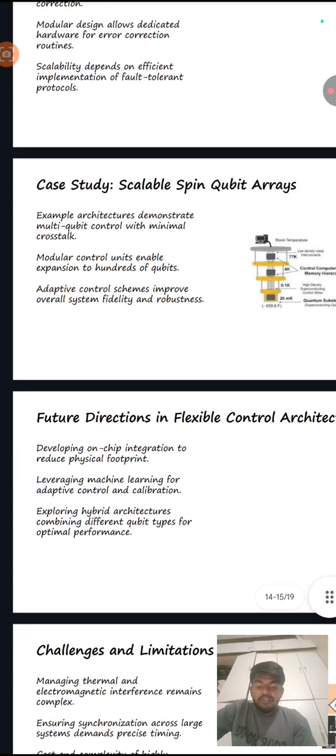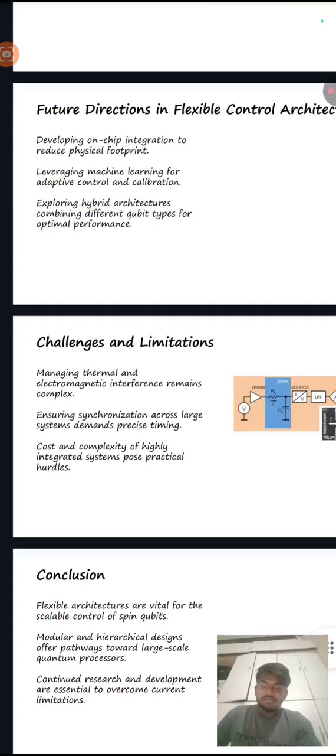Future directions in flexible control architecture. Developing on-chip integration to reduce physical footprint. Leveraging machine learning for adaptive control and calibration. Exploring hybrid architectures, combining different qubit types for optimal performance.